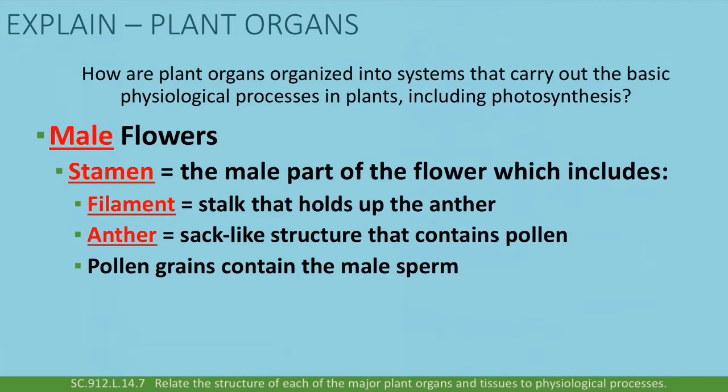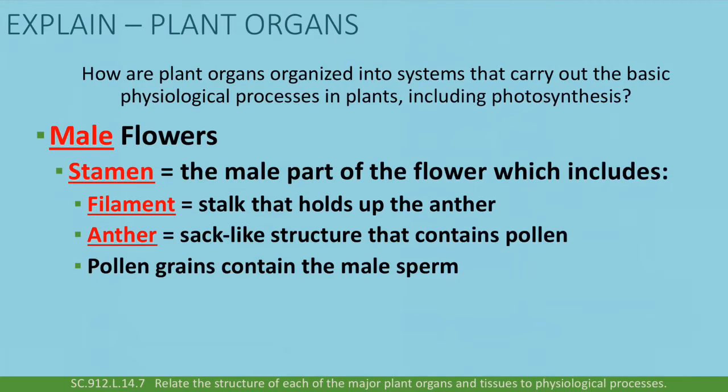All right, now that we have covered the female part of the flower, now we're going to be covering the male section. Again, on the female flower, the entire structure is known as your pistil. That's going to include three parts: your ovary, your style, and your stigma. The male section of the flower is going to be called the stamen, and it includes two parts: your filament and then your anther. Your filament is the long stalk that holds up the anther, and then your anther is going to be the sac-like structure that contains pollen.